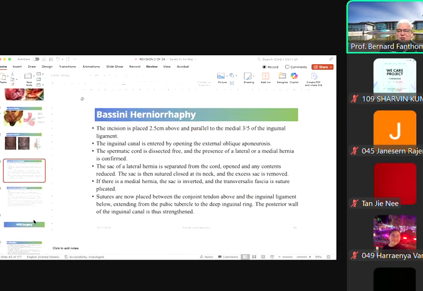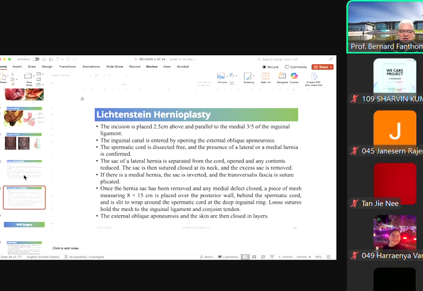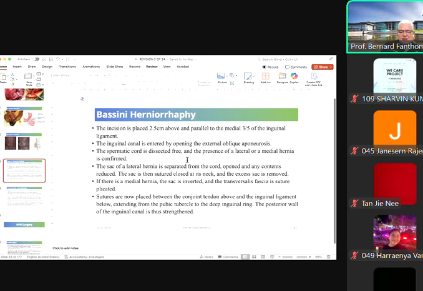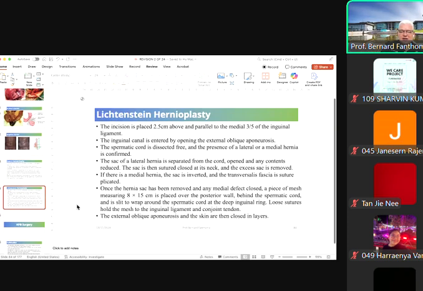Then we mentioned how to do the two operations. Again, this is a straight copy from Bailey and Love. So how Bassini's herniorrhaphy is done and how Lichtenstein's hernioplasty is done. The initial steps are the same: the hernial sac is identified, ligated, and tied off. Then in Bassini's herniorrhaphy, sutures are placed between the conjoint tendon and the inguinal ligament. In the Lichtenstein hernioplasty, a mesh is placed to cover the area where the defect was.